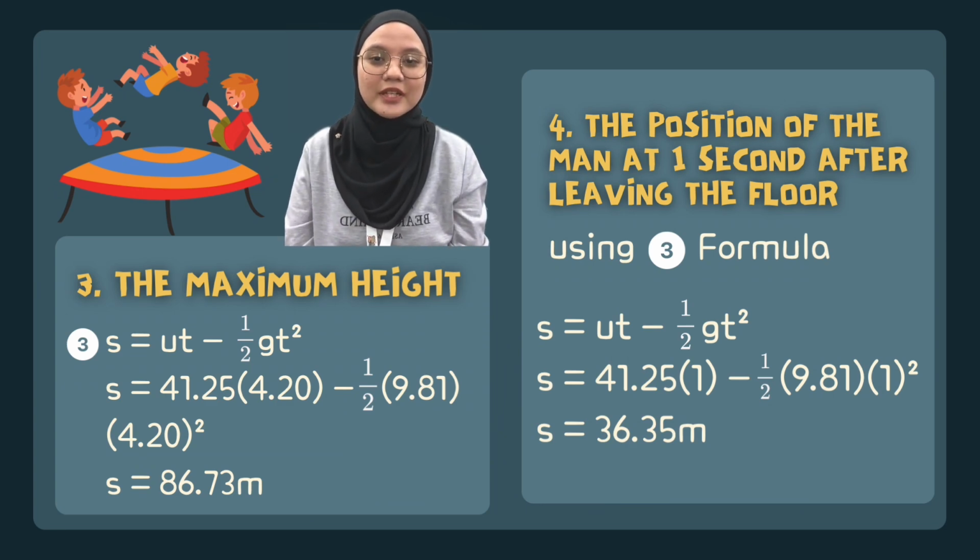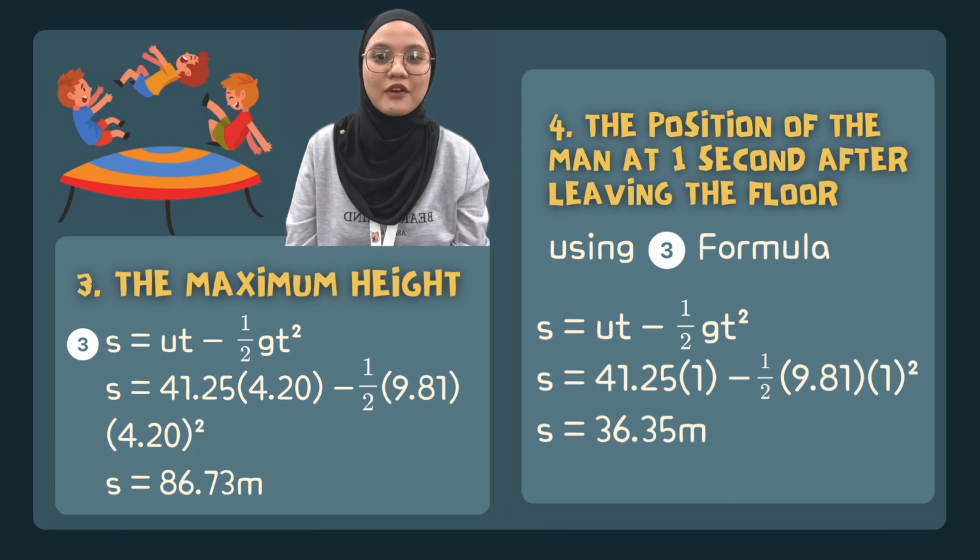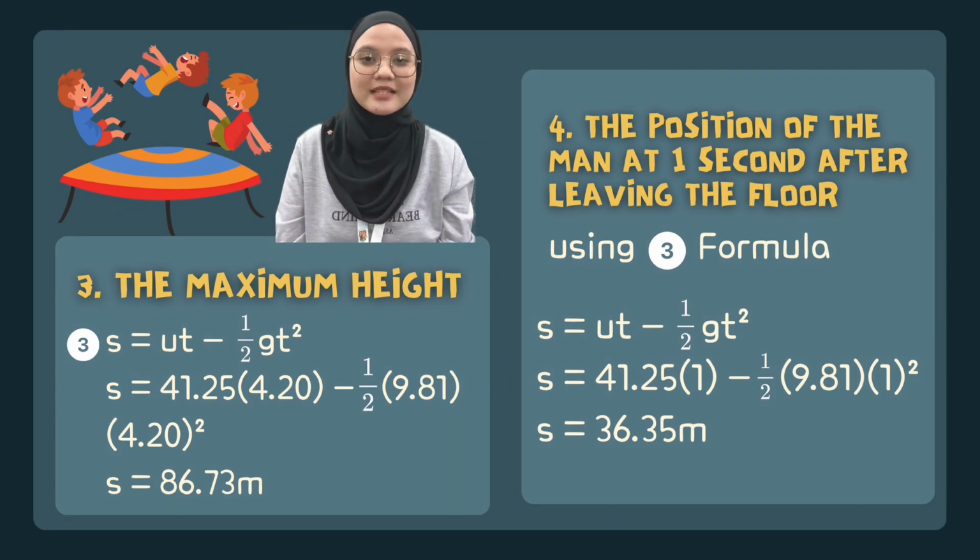Lastly, we want to find the position of the man 1 second after leaving the floor. By using second formula and substituting the same value for U, which is 41.25 meter per second, and T is 1 second, we get 36.35 meter for the position.